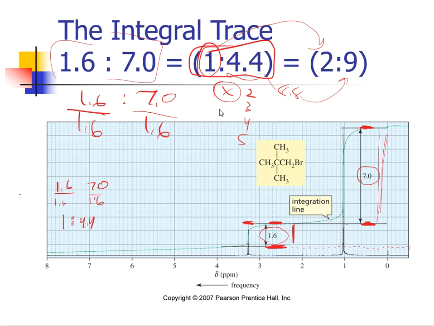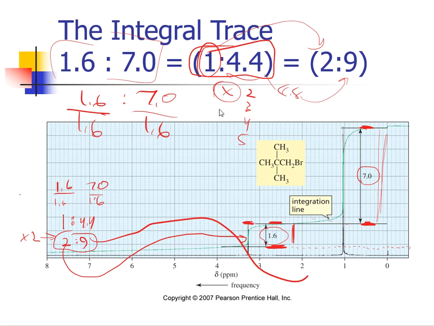That is a simplified ratio at this point. And now it's my goal to get a whole number. So I'll multiply by 2. If I need to multiply by 3, I'll multiply by 3, but it doesn't make it any better. So 1 times 2 is a 2. And then 2 times 4.4 is 8.8. And that can be rounded off to a 9. So what this means is that this signal probably represents 2 hydrogens.